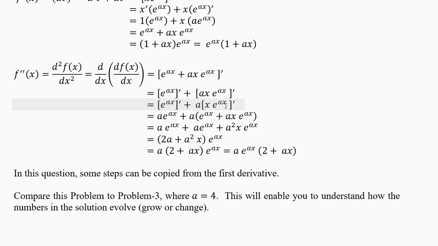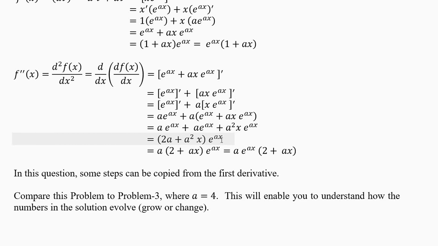So derivative of x into e power ax is e power ax plus ax into e power ax. Just copy it from here. Now your differentiation is over, but it's better to do some algebra. You'll get a into e power ax in the first case, a into e power ax plus a into a will give you a square x e power ax. Now you have 2a e power ax plus a square x e power ax.